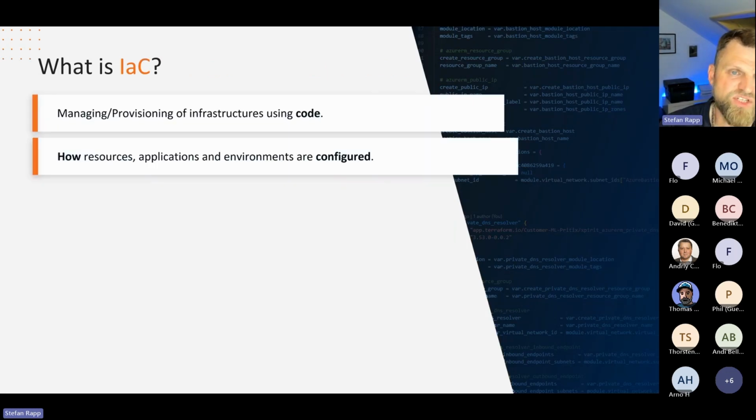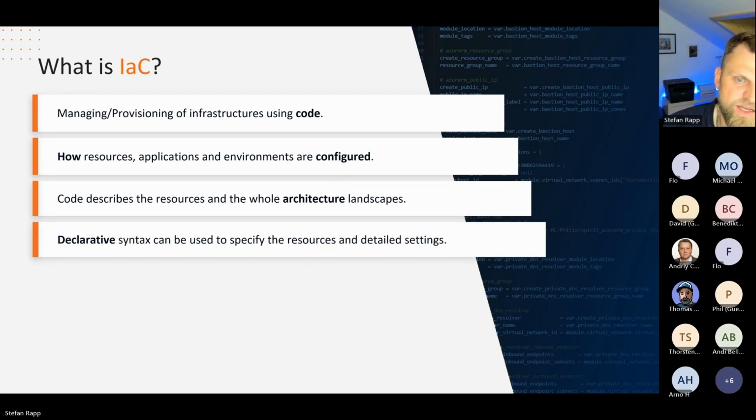What is infrastructure as code? As I mentioned, we're using code to manage our infrastructure instead of the user interface. We define how resources, applications, and environments in Azure are configured and how they should look. And we describe the resources and the whole architecture landscape rather than single Azure resources. So we can use a declarative syntax like Terraform. We will have a look at the Terraform example after the slide, and how we're going to do a rollout with Terraform.